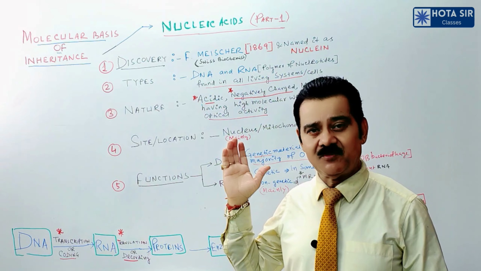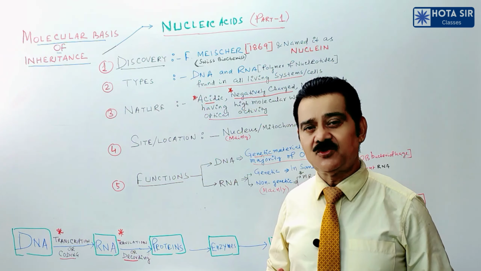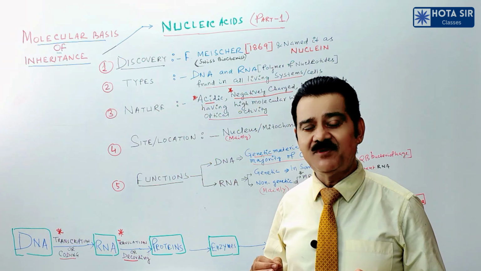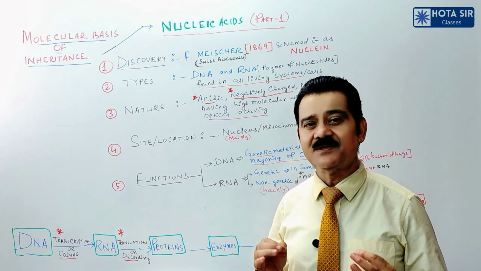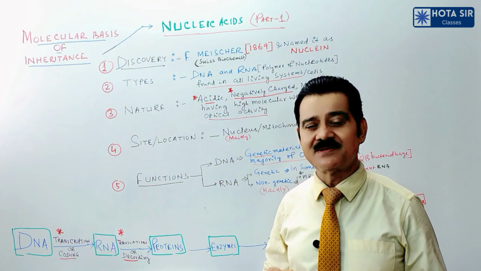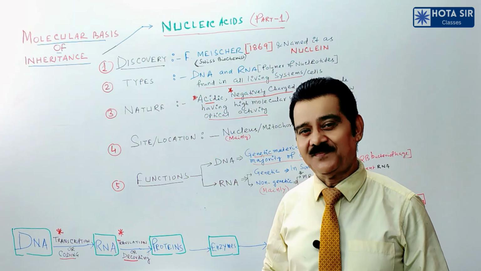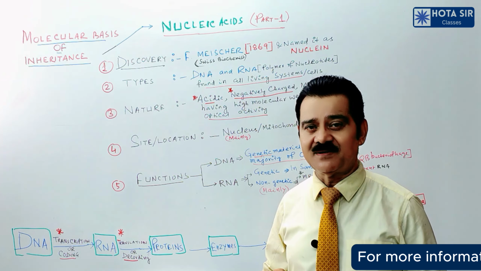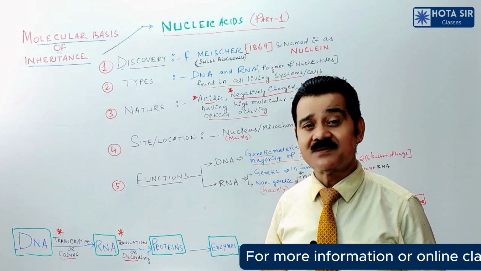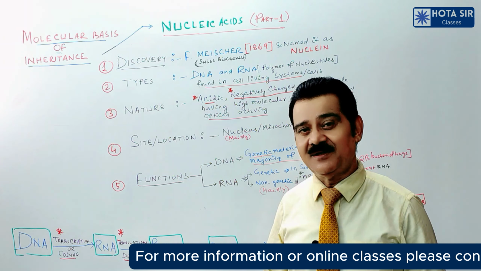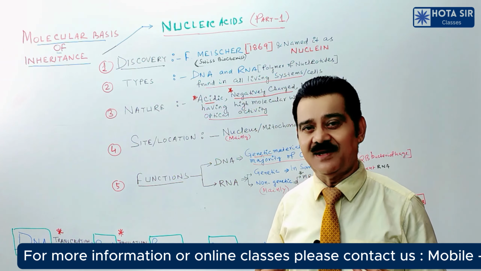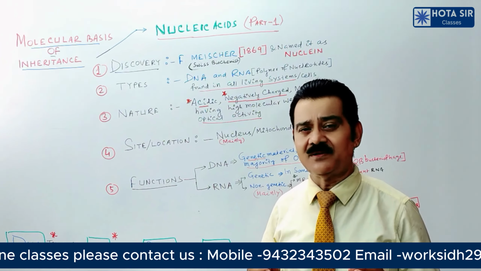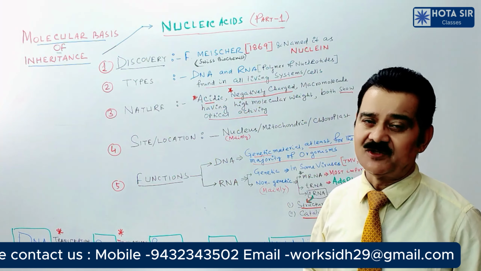Nucleic acid part 1 I am going to start, my dear children. Now listen to me carefully and welcome to my classes. The name nucleic acid is given because it is mainly found in the nucleus and acidic in nature. The credit of discovery of nucleic acid goes to F. Miescher, a Swiss biochemist and physician. He discovered the nucleic acid, mainly the DNA, in 1869 and named it as nuclein. Very important for examination point of view.